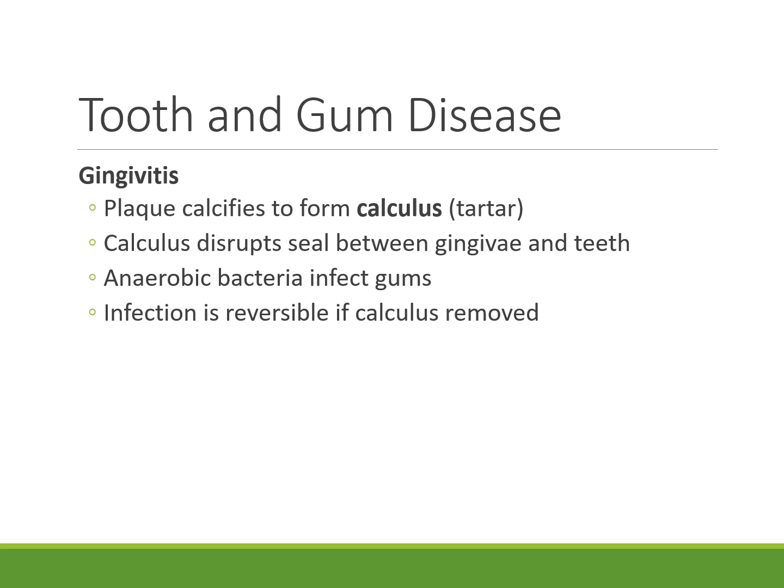Gingivitis is when the plaque calcifies to form a tartar or calculus. The calculus disrupts the seal between the gingiva and the teeth and allows the anaerobic bacteria to infect the gums. The infection is reversible if the calculus is removed.